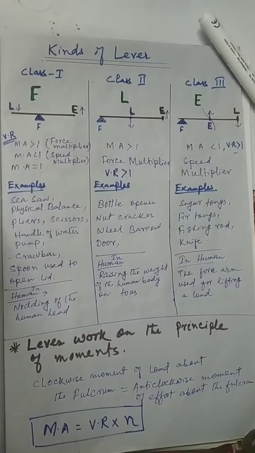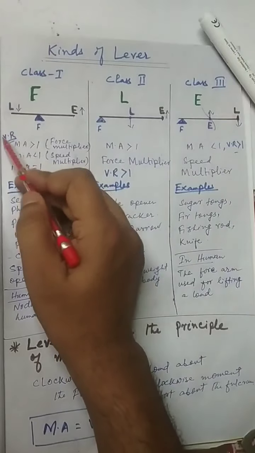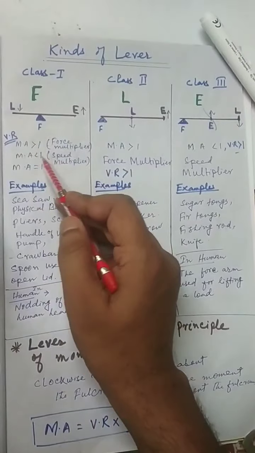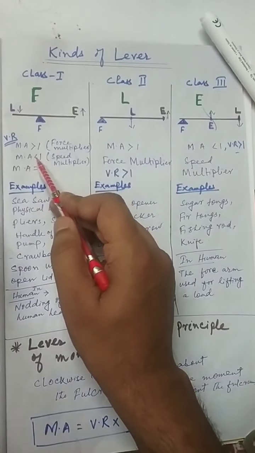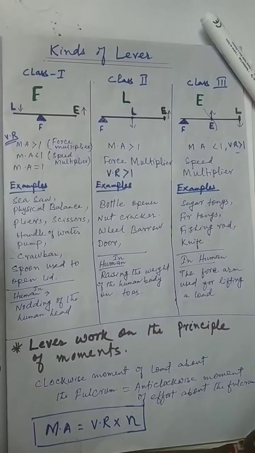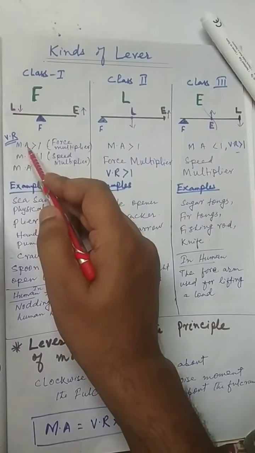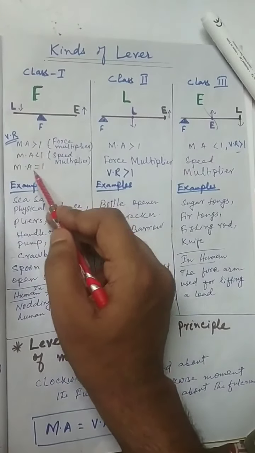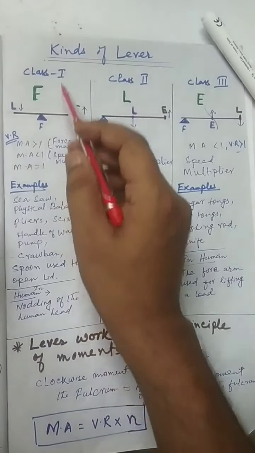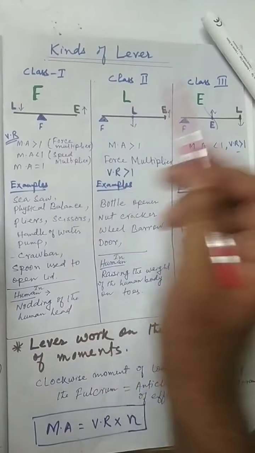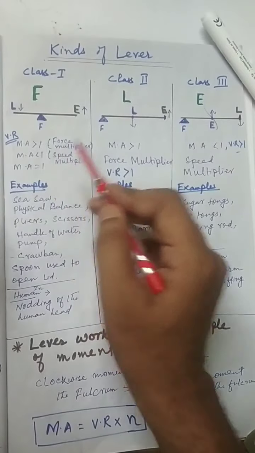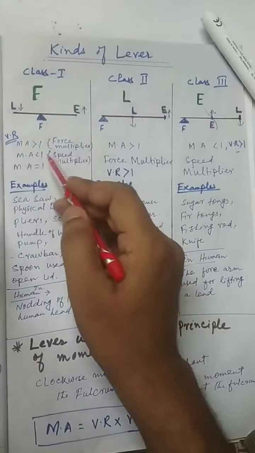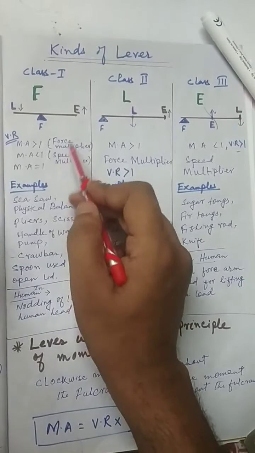Now VR, that is velocity ratio, and mechanical advantage of the first class lever will be greater than 1, less than 1, or equal to 1. It means that the first class lever can be force multiplier, speed multiplier, and also change the direction of the effort. Okay, but not simultaneously, mind it.